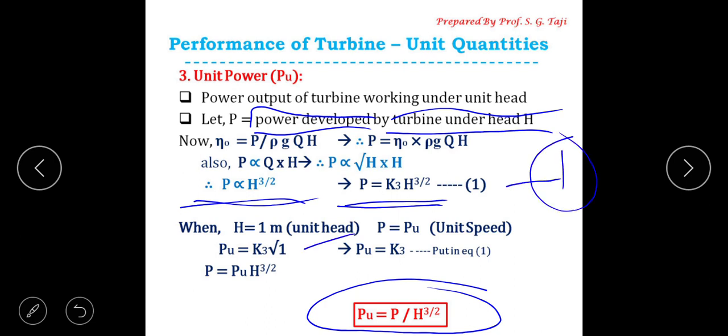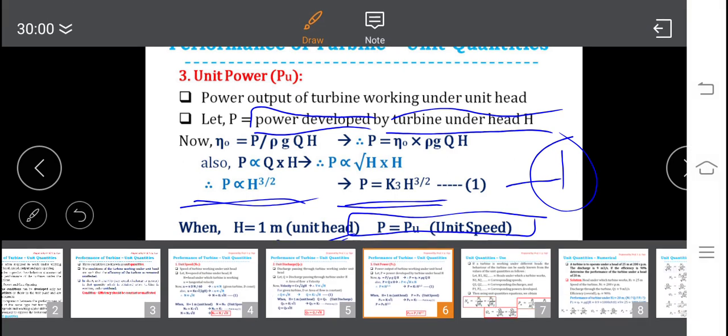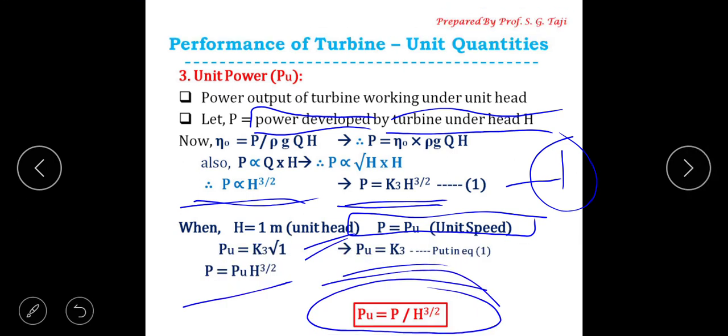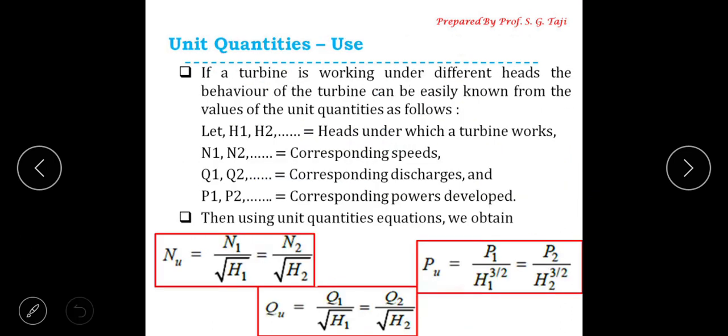When H is equal to 1 meter, that is unit head, we know that P is equal to Pu. Therefore, Pu is equal to K3 root 1, so Pu is equal to K3. Hence, P is equal to Pu multiplied by H to the power of 3 by 2. From which we can get unit power Pu is equal to P divided by H to the power of 3 by 2. Now, summary of unit quantities.